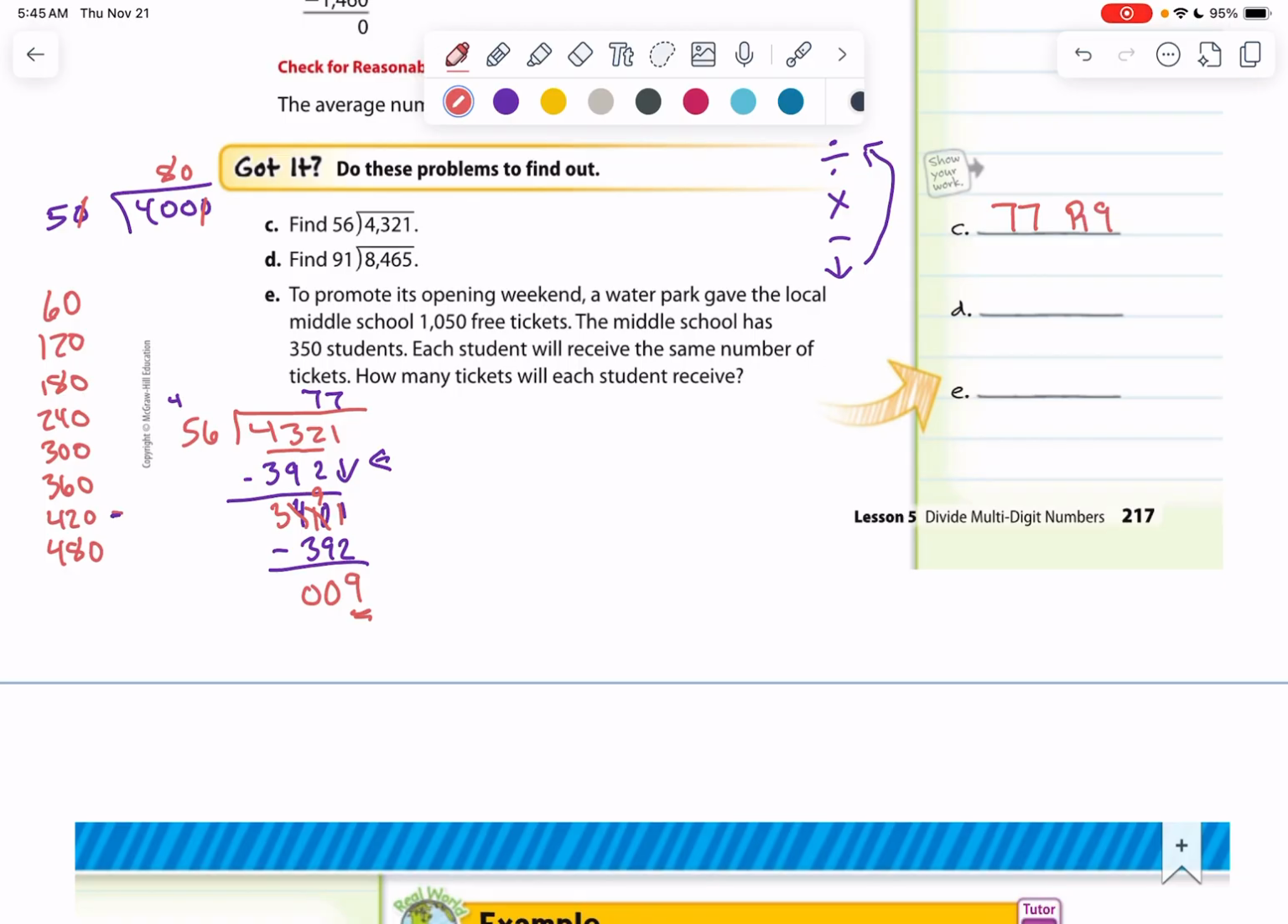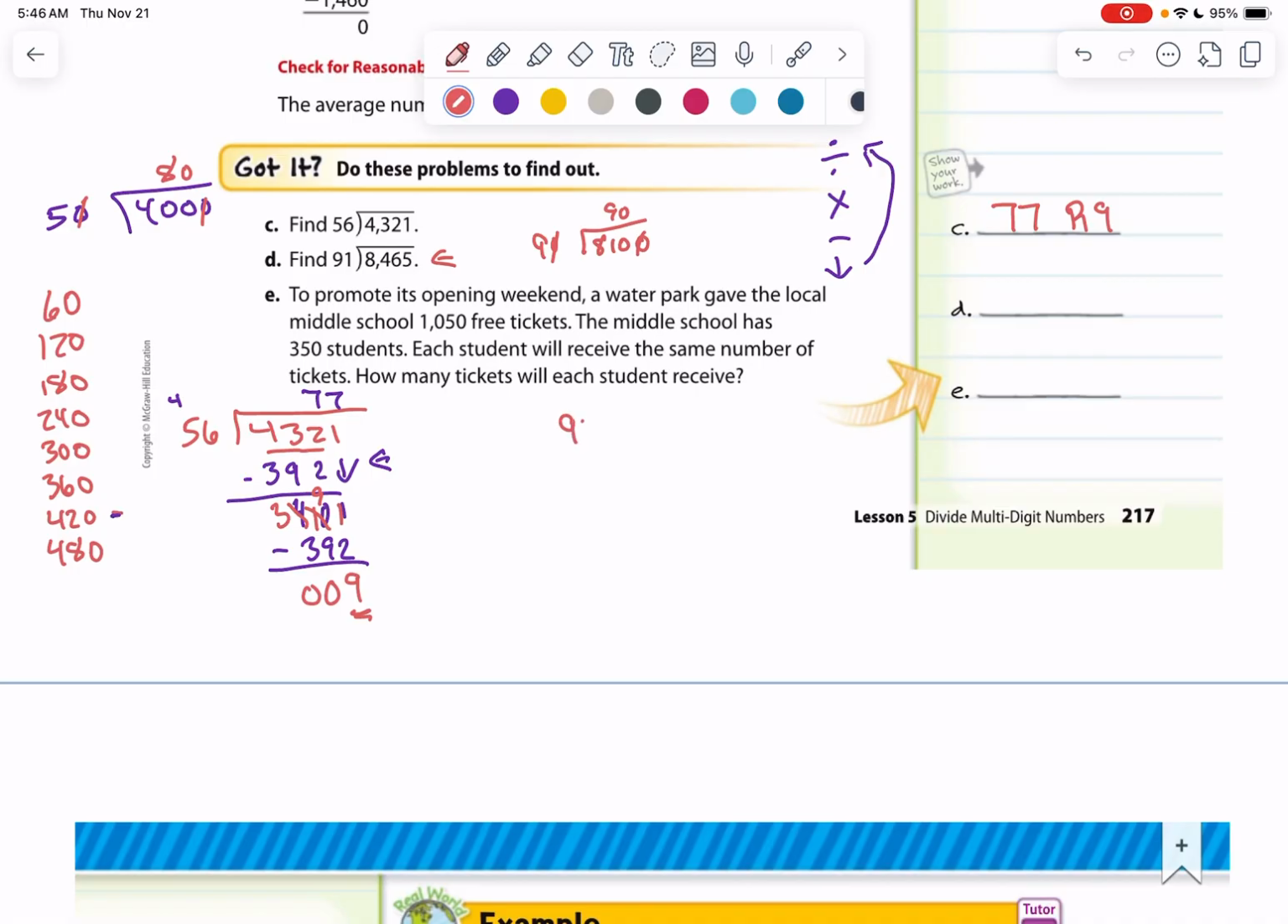Okay, let's look at D. 91 into 8,465. So we could think of this as 9 times 9 is 81. So I might go with this is 90 into 8,100. Cross off those zeros. 9 times 9 is 81. One more 0. So 9 times 90. All right, let's see if this is a good estimate.